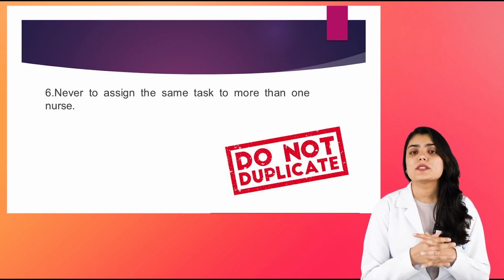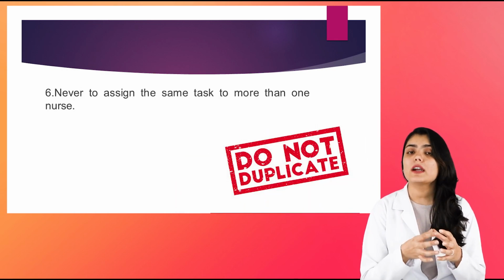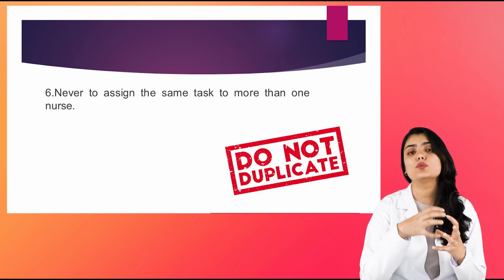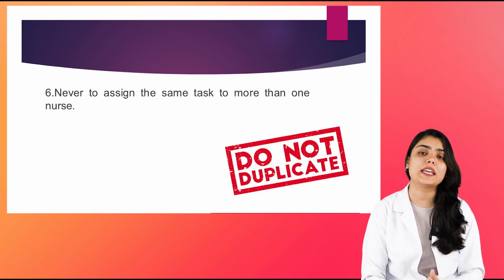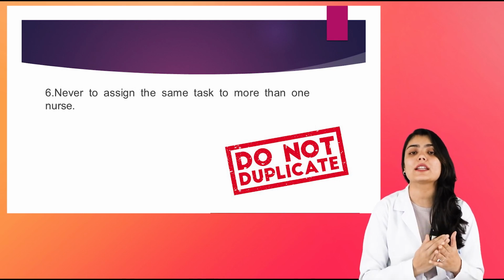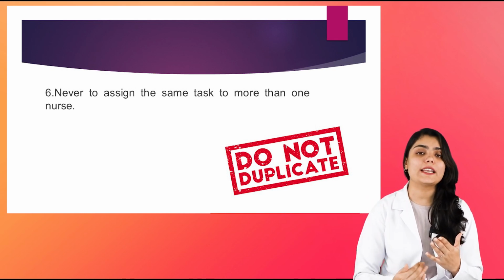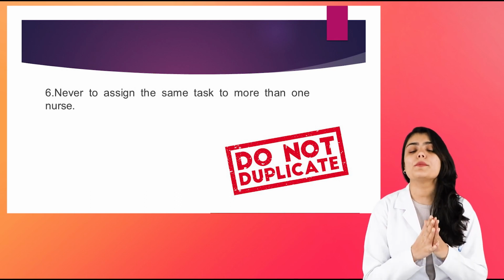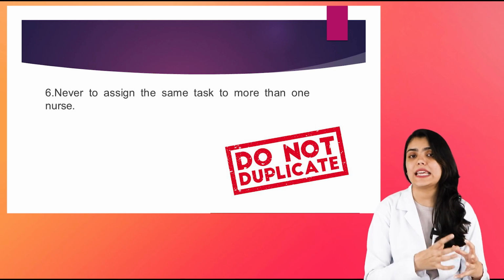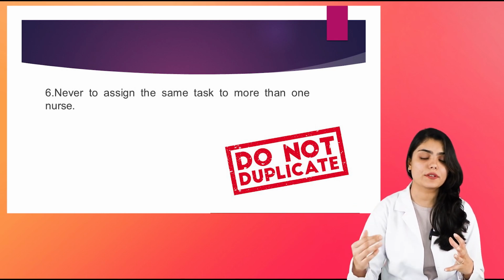The next important principle says that we should never assign the same task to more than one nurse. Obviously, in order to reduce the duplication of work, to make sure that the work is appropriately divided and not done again and again, and to eliminate errors, we should make sure that we do not assign the same task to more than one nurse. So these are the several principles that are followed while doing personal assignment.